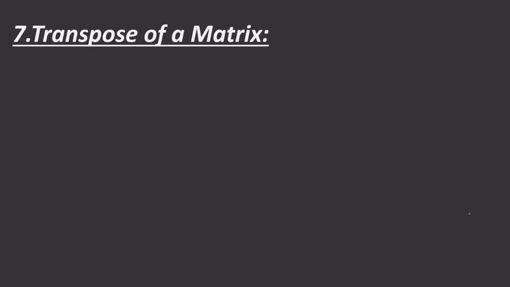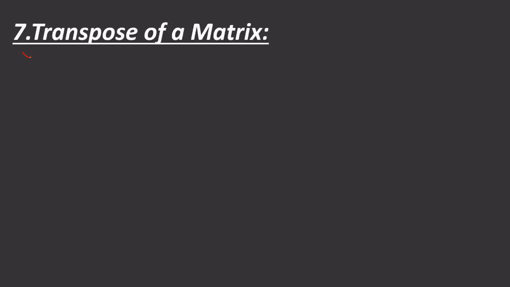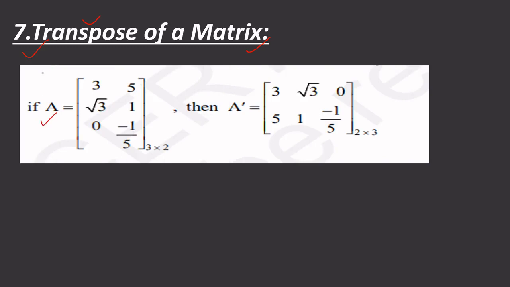Okay, now we have one more property or operation of matrix: the transpose of a matrix. What is the transpose of a matrix? It is a simple thing. There is an A and there is an A dash. These are two different types of representation, A T or A dash. All are called the transpose of a matrix.